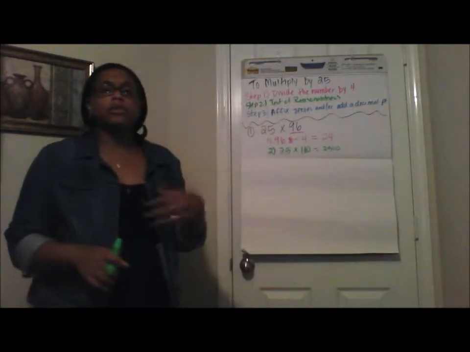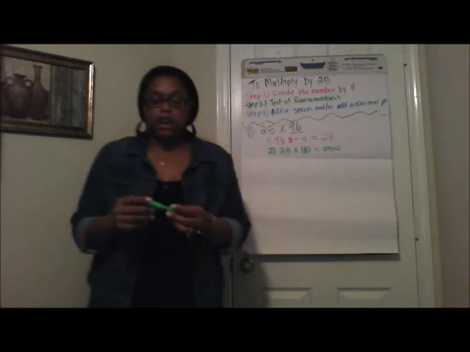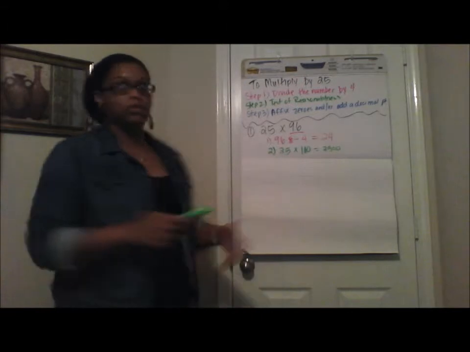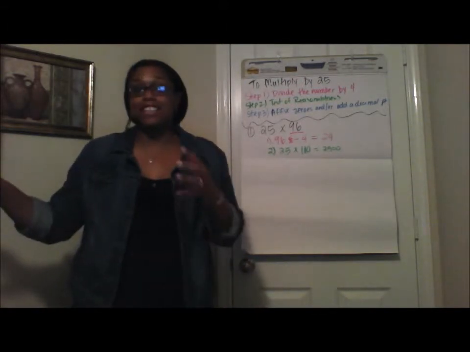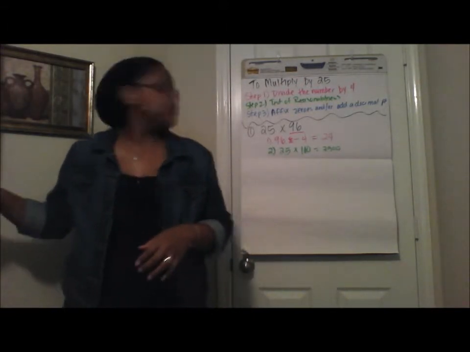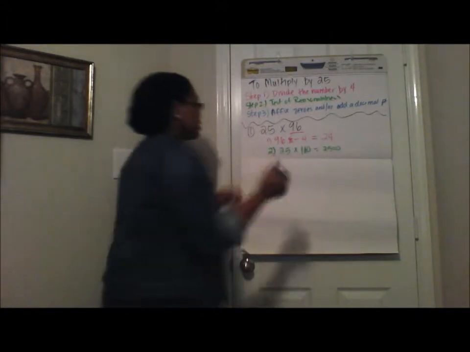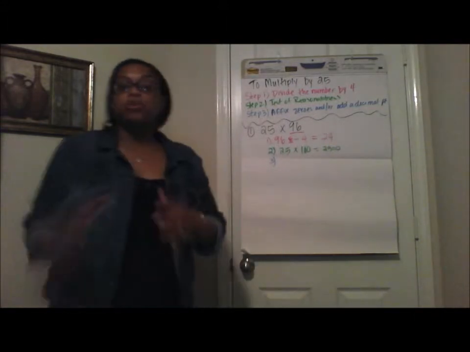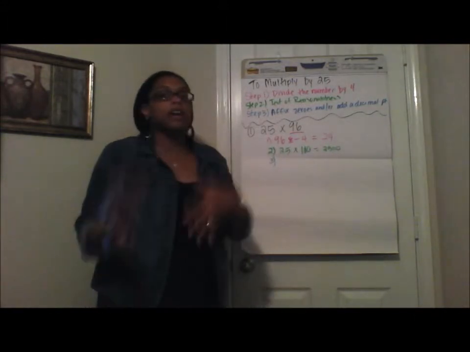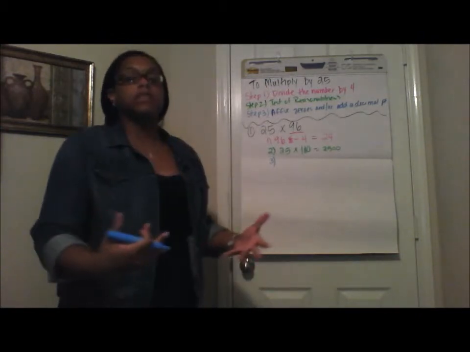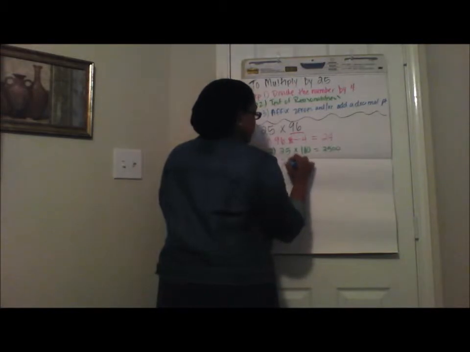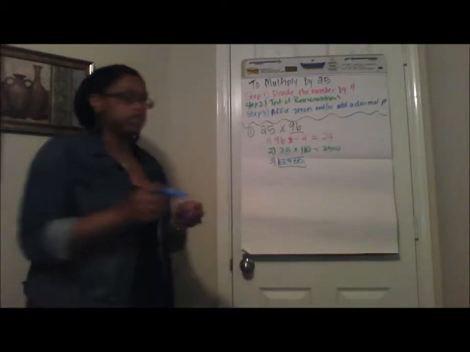So based on doing the T of R, we know that our answer should be a little less than 2,500. Well, when you look at 24, 24 is a lot less than 2,500. And because of that, we know that step 3 says to affix zeros and/or add a decimal point. We don't need to add a decimal point because we don't want to make our number smaller. We need to add zeros because we want to make our number larger. So I'm going to end up with 2,400. So 25 times 96 is 2,400.